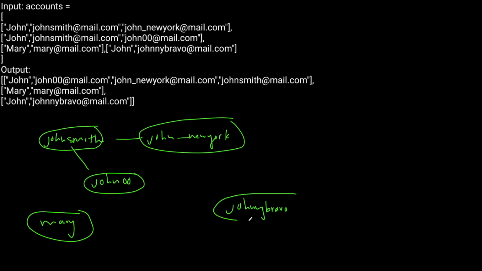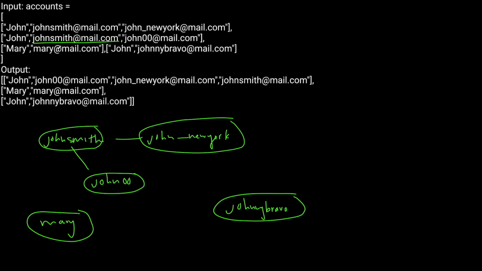Cool. So, as you can see, this sort of looks like a graph. Although there are some disconnections here, we can see that there is some connection between John Smith and John00, because they both have the email John Smith. And if you haven't realized already, this is actually going to be a graph problem. So what we want to do is take our accounts here and turn them into a graph that we can actually use and traverse. So for example, each of our emails here is an actual node in the graph, and we know that everything in its original list is connected to it.